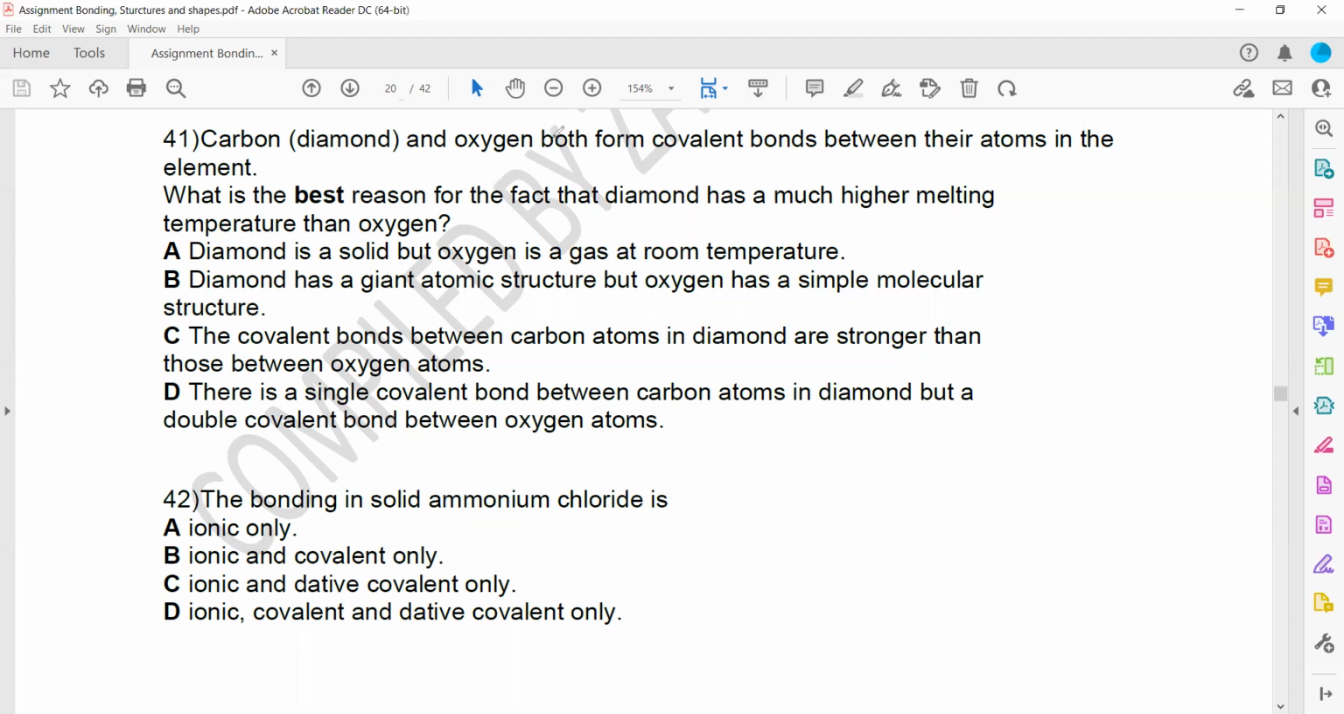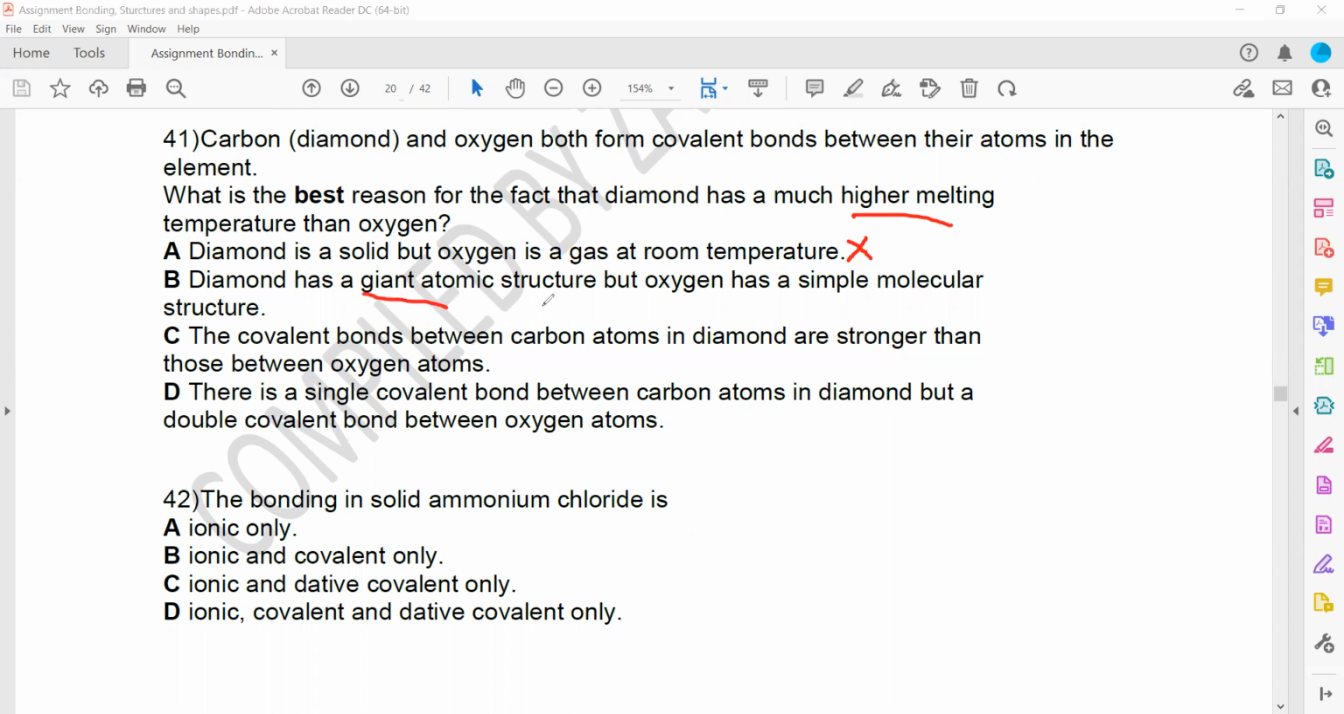If you think any question could have a right answer. Carbon, which is a diamond, and oxygen both form a covalent bond between their atoms. What is the best reason for the fact that diamond has a much higher melting temperature compared to that of oxygen? So what might be a reason? Diamond is a solid, but oxygen is a gas at room temperature, but that is not giving any idea about their bonding, because the type of bonding interaction will decide the melting and boiling point.